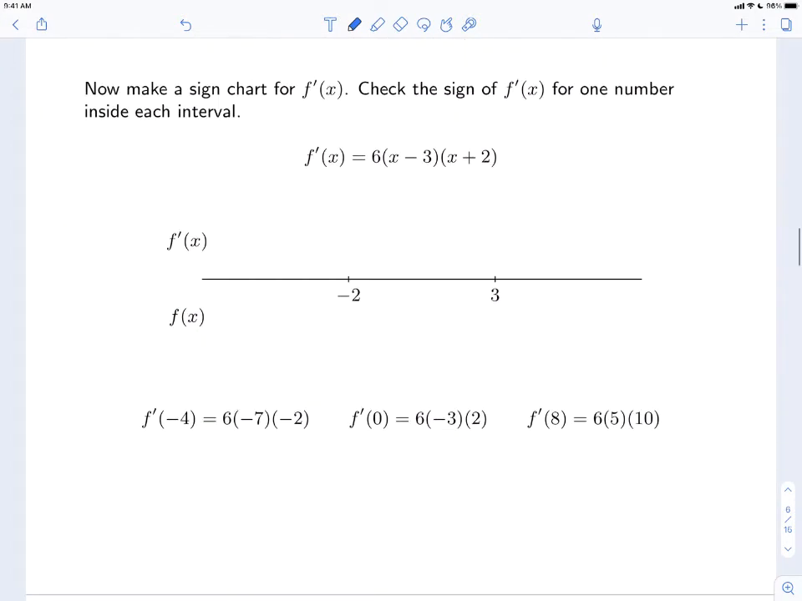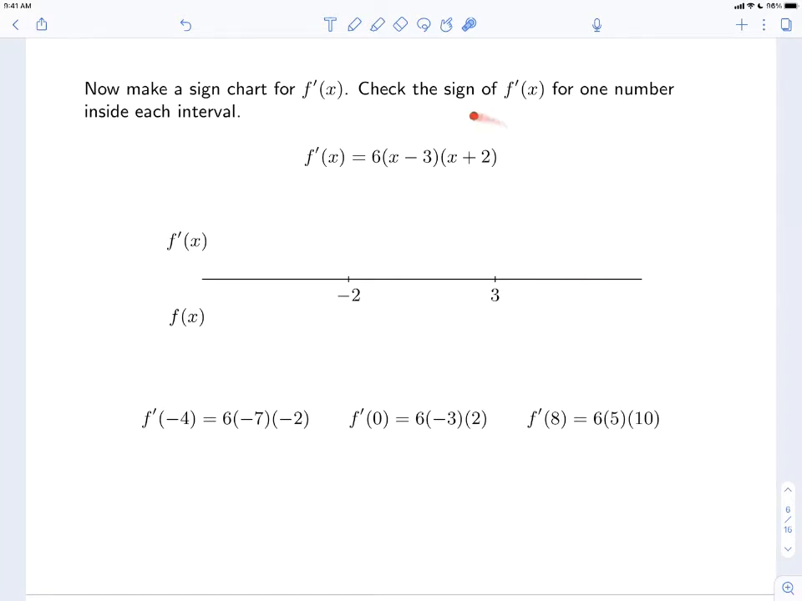Now we make a sign chart for f prime at x. Check the sign of f prime at x for one number inside each interval. So x equals -2 and x equals 3, those are the zeros for our derivative. We just need to check the sign of the derivative on each of these three intervals that we have in our picture. Now in order to do that, you just pick any number to the left of -2, any number between -2 and 3, and any number to the right of 3.